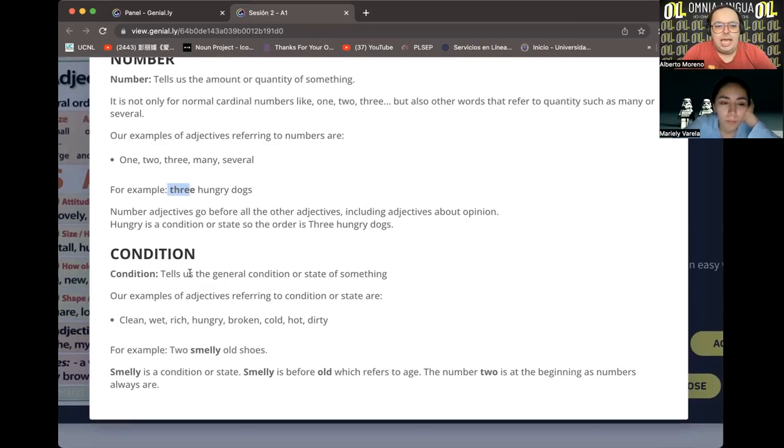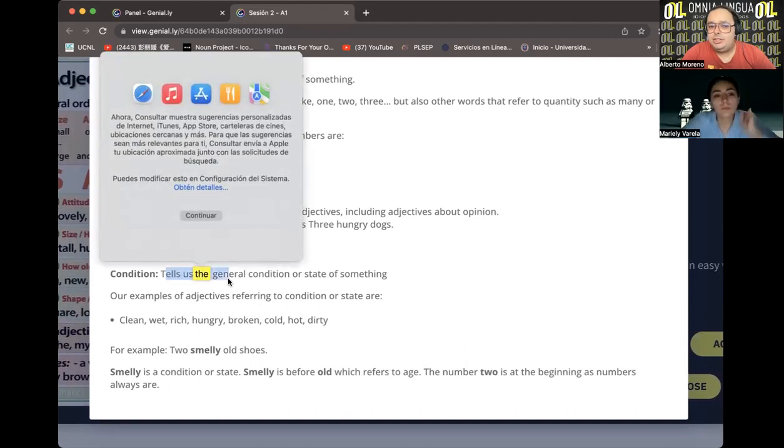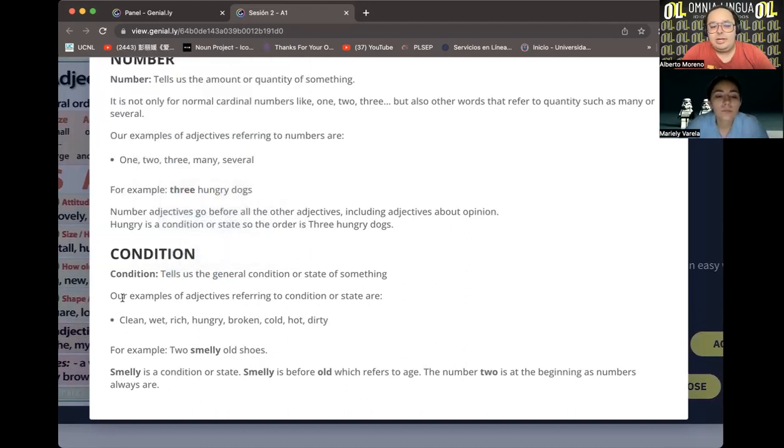And then we have the condition. And the conditions tell us the general condition or state of something. Examples of adjectives referring to condition or state are clean, wet, rich, hungry, broken, cold, hot, dirty. Okay, clean, limpio, wet, mojado o húmedo.